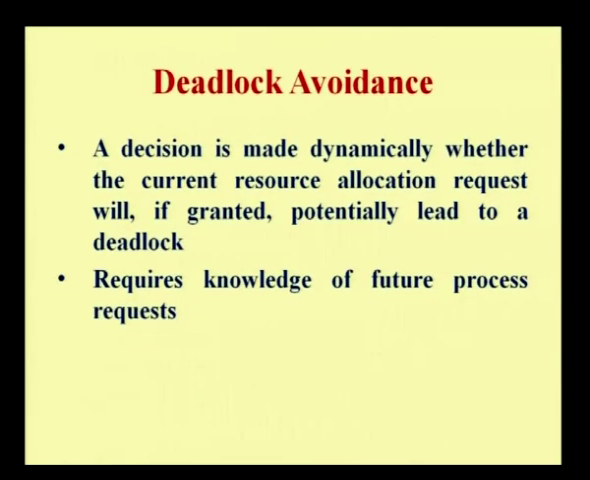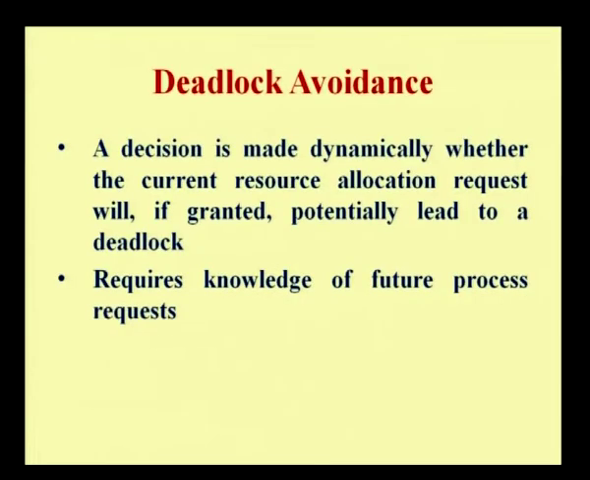Now let us go into the second topic, deadlock avoidance. How to avoid a deadlock situation. Let me read out deadlock avoidance: a decision is made dynamically whether the current resource allocation request will, if granted, potentially lead to a deadlock. It requires knowledge of future process requests. What does that mean? Requires knowledge of future process requests.